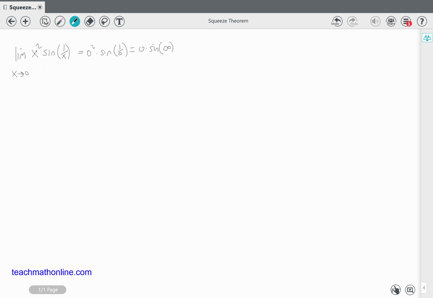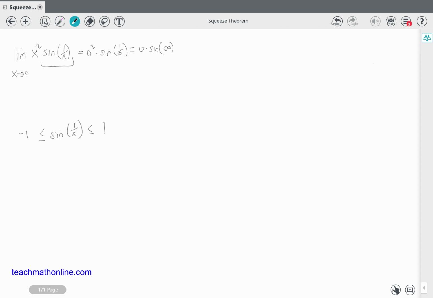What we do know about this is we have the sine function. So we know that the sine function is going to oscillate, and it's never going to get larger than 1, and it's never going to get smaller than -1.